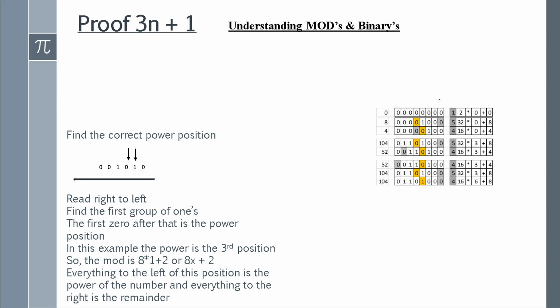And my remainder remains the same, because if there's a 1 in the power slot, it's part of the remainder, right? The 0 in that slot is the dividing, but if there's a 1 sitting in that power position, it's part of the remainder.